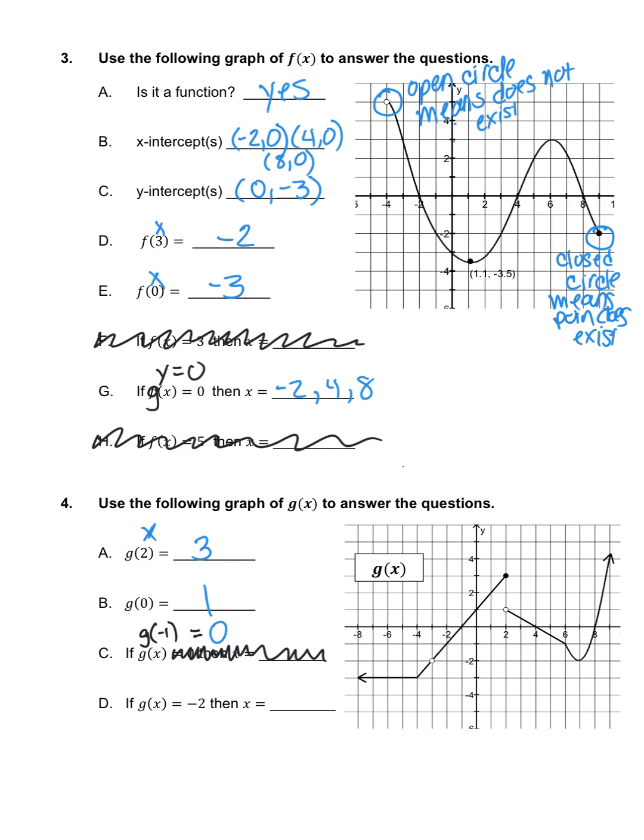For D, let me fix mine to look like yours. We have G of 7. If we input 7 for our x value, right here, what will our y value be? Right here, our y value would be -2. So we have equals -2.